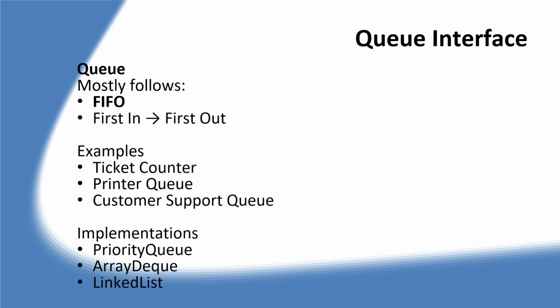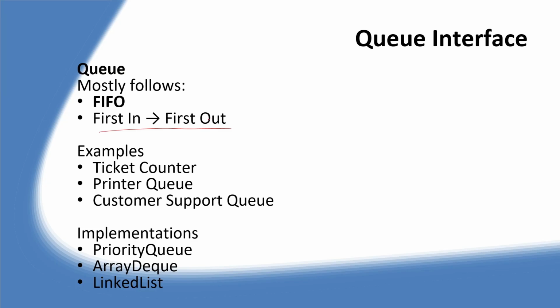So there is one Queue interface, but Queue we will look at in DSA. There will be a separate playlist for DSA. So I will just brief you what a queue is. Okay. So first in, first out. This is the principle of a queue.